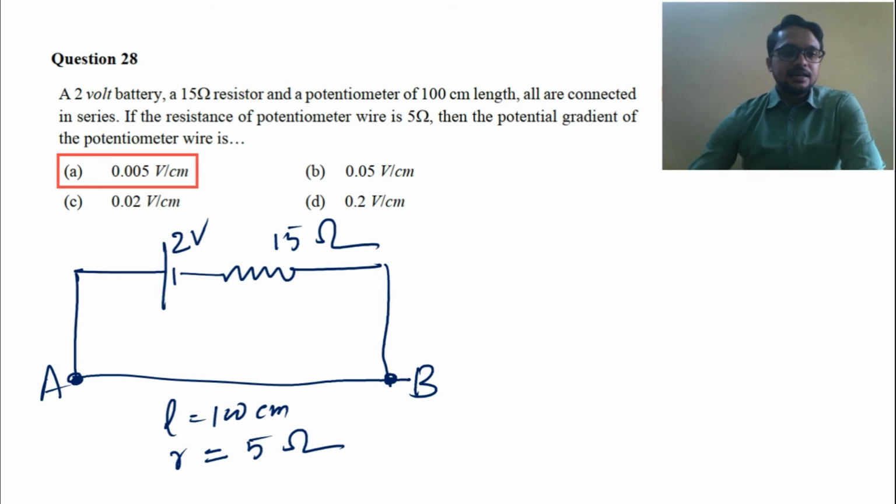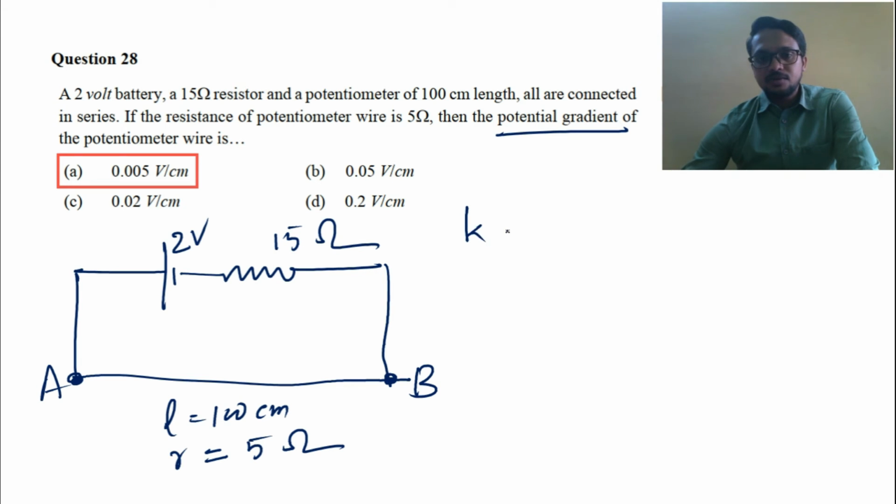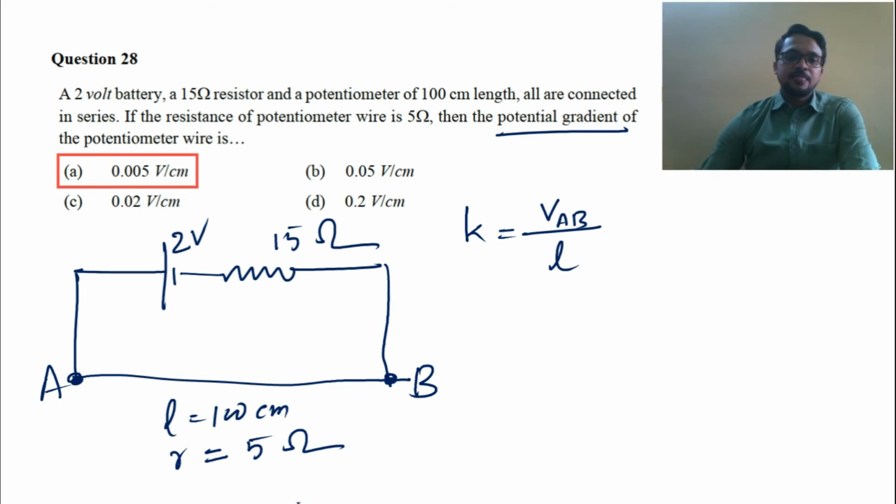Then the potential gradient of the potentiometer is denoted by small k. This is equal to VAB, the potential difference between A and B, per unit length. VAB is the total potential difference between A and B per unit length of potentiometer wire. So what about VAB?